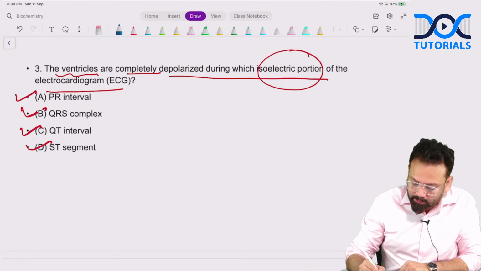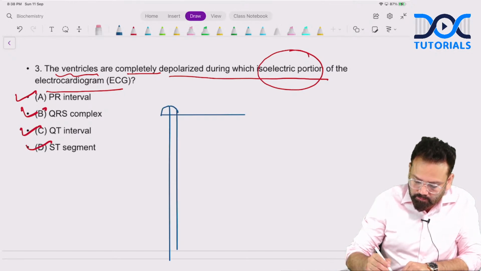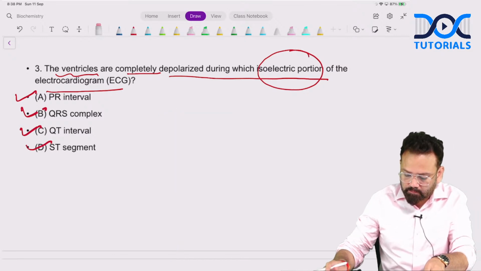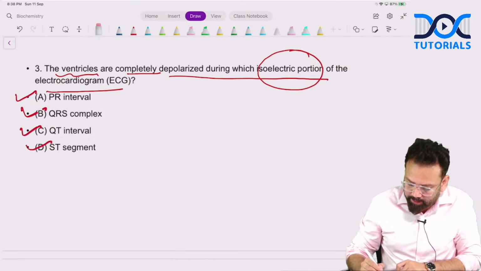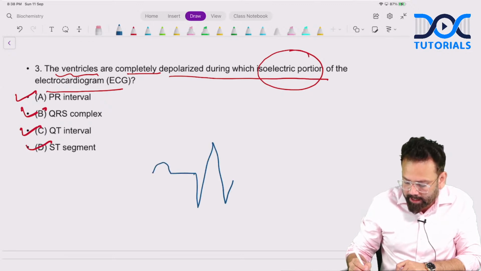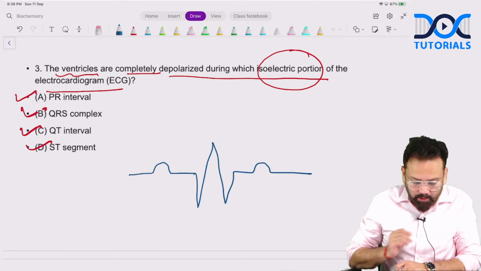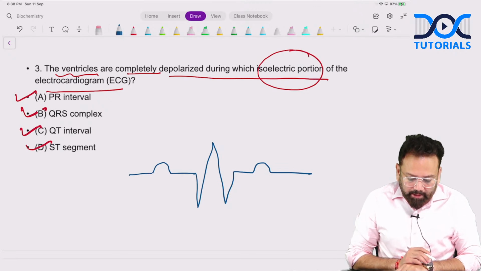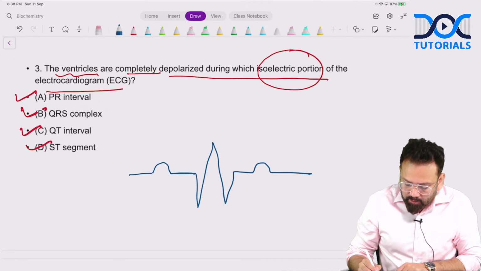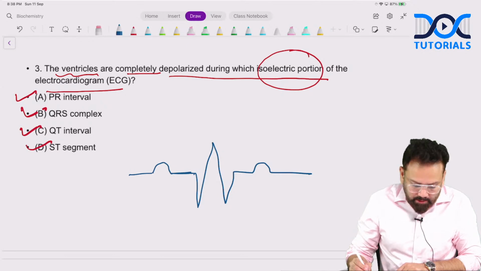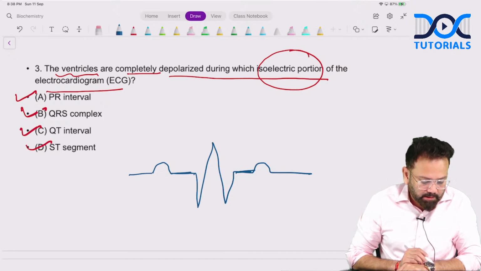So let me make the diagram also. P wave, QRS and T. Yes, what is the answer? A, PR interval, ST segment. Danish, ST segment. Okay. Any other answer?